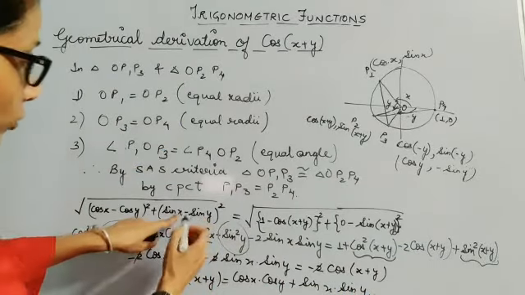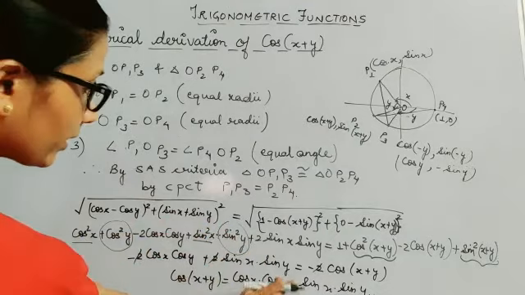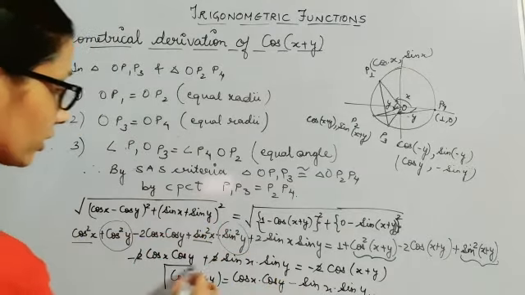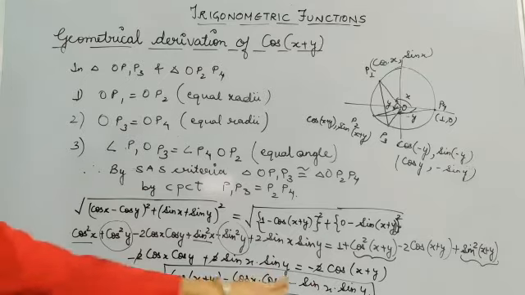I'm sorry, here it was plus sign, so plus plus, and here I will be getting minus. So this is the derivation of the formula cos(x plus y), cos of sum of the angles, equal to cos x into cos y minus sin x into sin y. That means if it is plus, then it is minus.